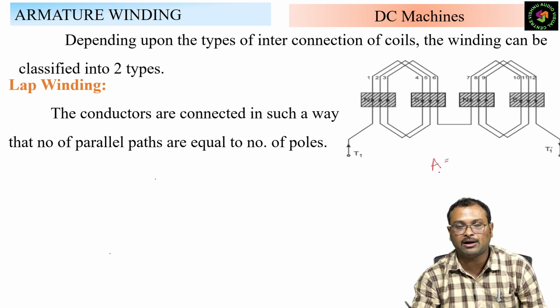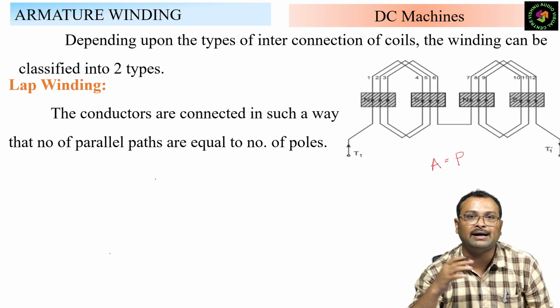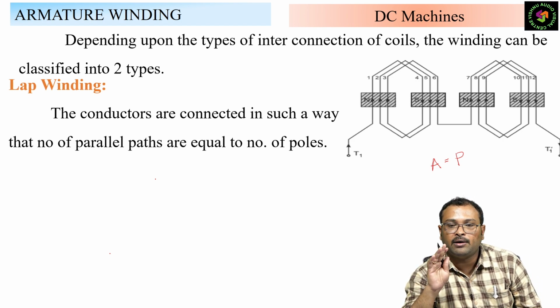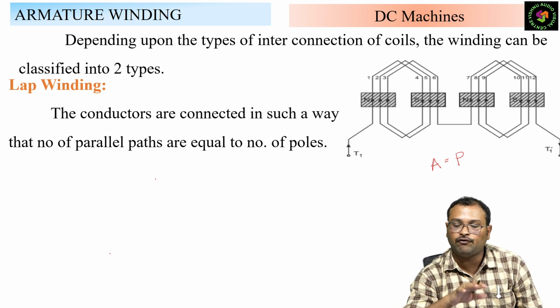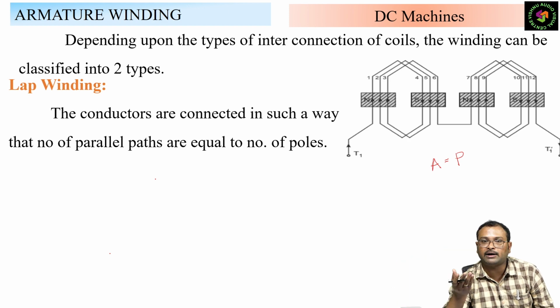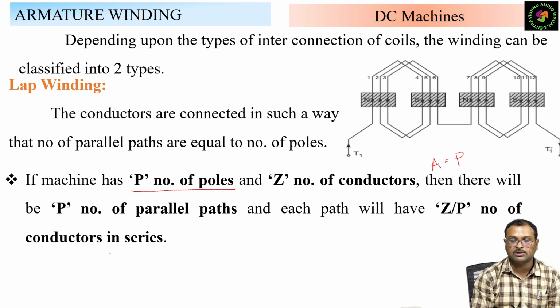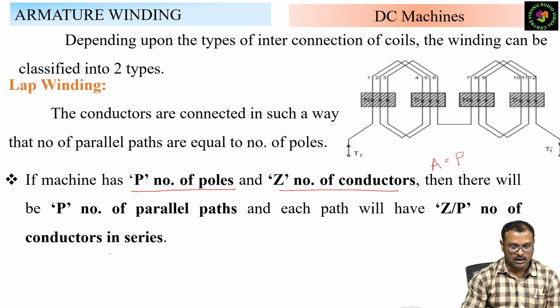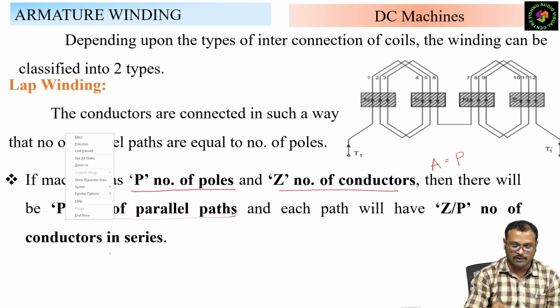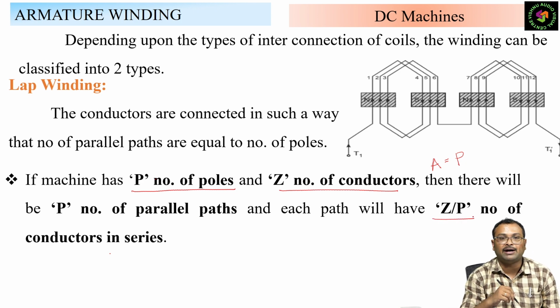The main important thing we have to remember is that we will represent parallel paths with A. This is equal to the number of poles, P. All the conductors will connect in that number of parallel paths. Here they will connect in 4 parallel paths. So suppose there are P poles and Z conductors, then P parallel paths will be available, and there will be Z by P conductors in series.